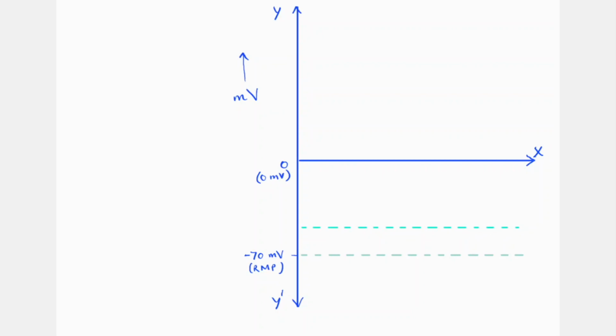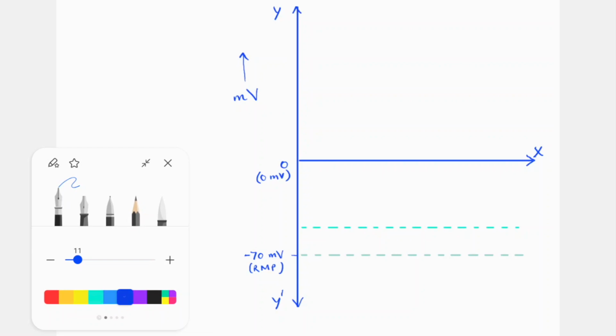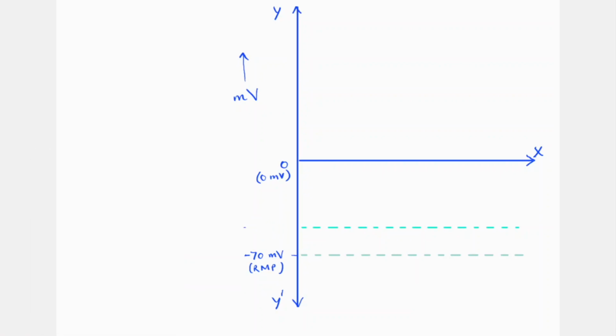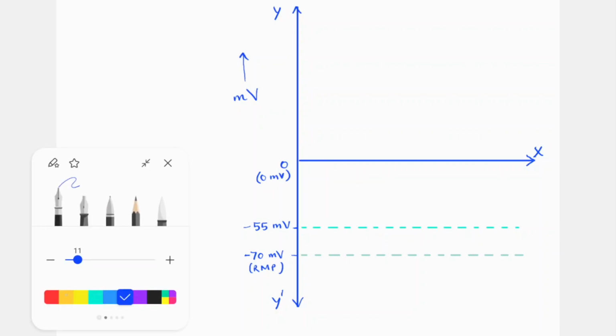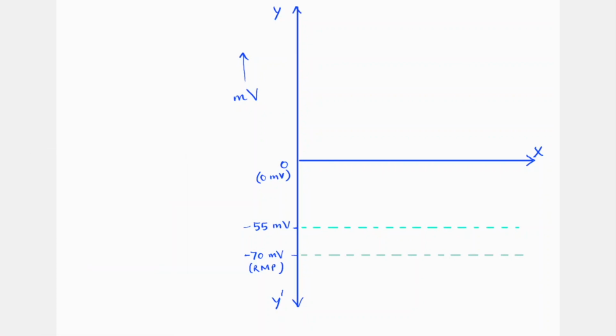And this line, it's going to be at minus 55 millivolt approximately. You'll get to know why I chose that value in a moment. Okay, now we are ready to begin, and let's begin from the beginning. As most good novels say, as most good teachers say, let's begin at the beginning.